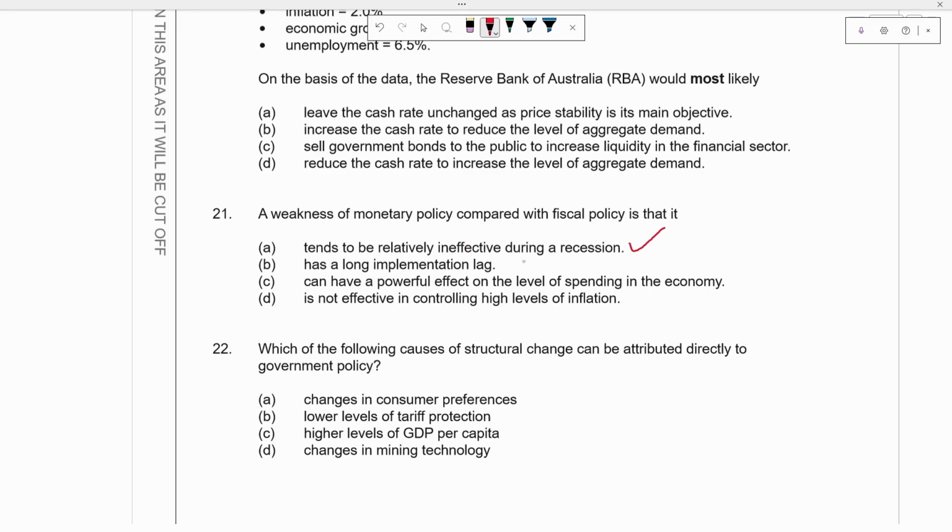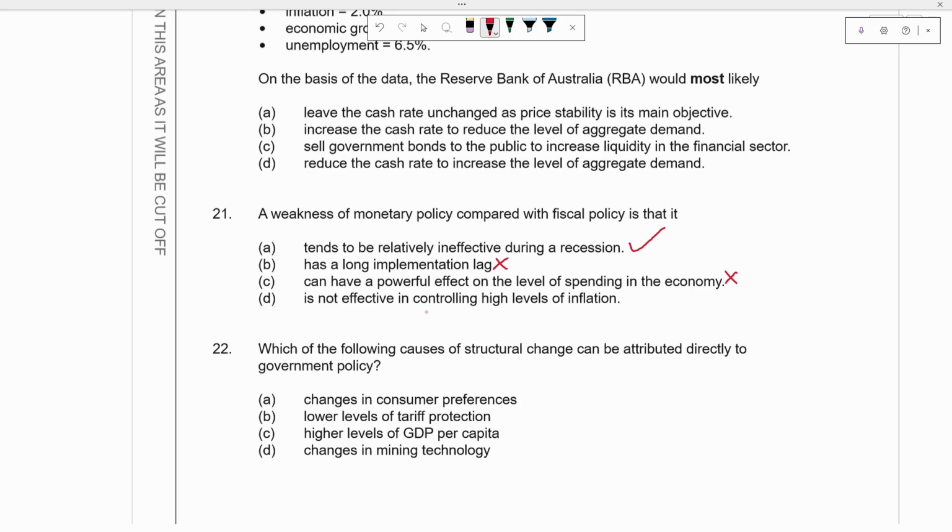B, has a long implementation lag. This is incorrect. Monetary policy has a shorter implementation lag compared to fiscal policy. C, can have a powerful effect on the level of spending in the economy. This is incorrect. Fiscal policy has a greater effect on the level of spending in the economy, as it's more direct, and monetary policy is indirect, as it has to affect the level of spending through the transmission mechanism.